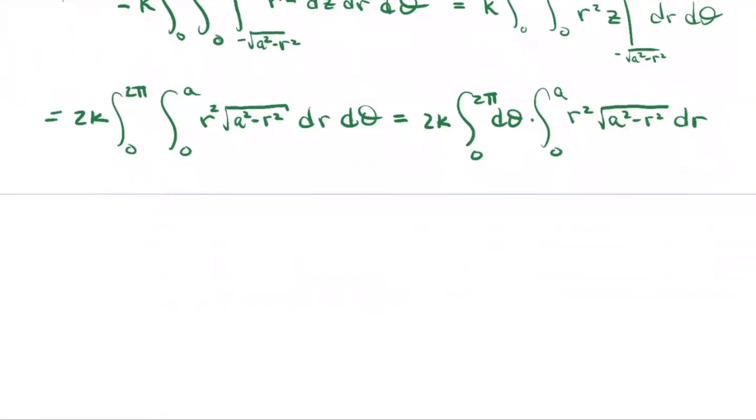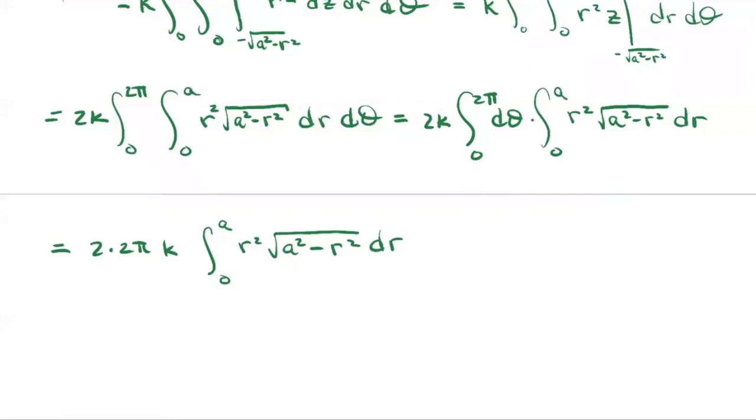Now we can go ahead and just call that first integral a 2 pi. So here you're going to have 2 times the integral from 0 to 2 pi of d theta, that would be 2 pi. And there's a k. And then now the last part, the integral from 0 to a of r squared times the square root of a squared minus r squared, dr.